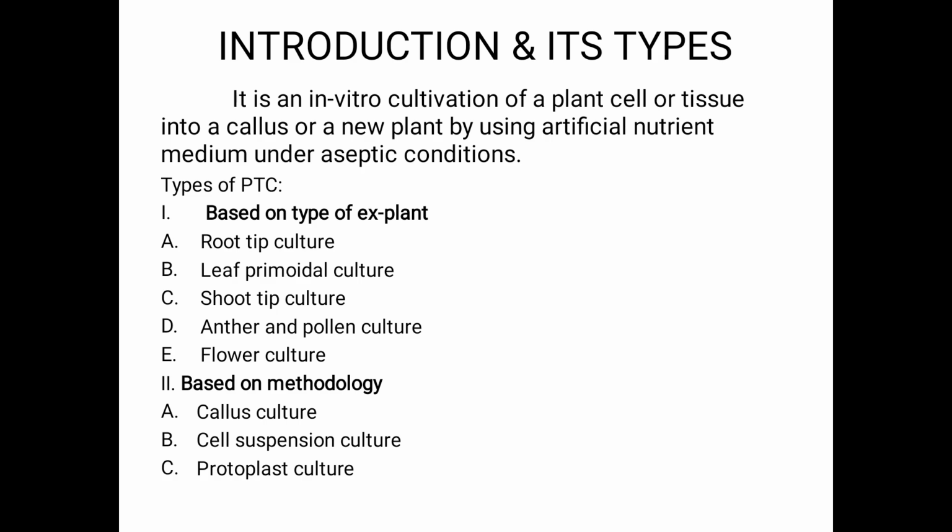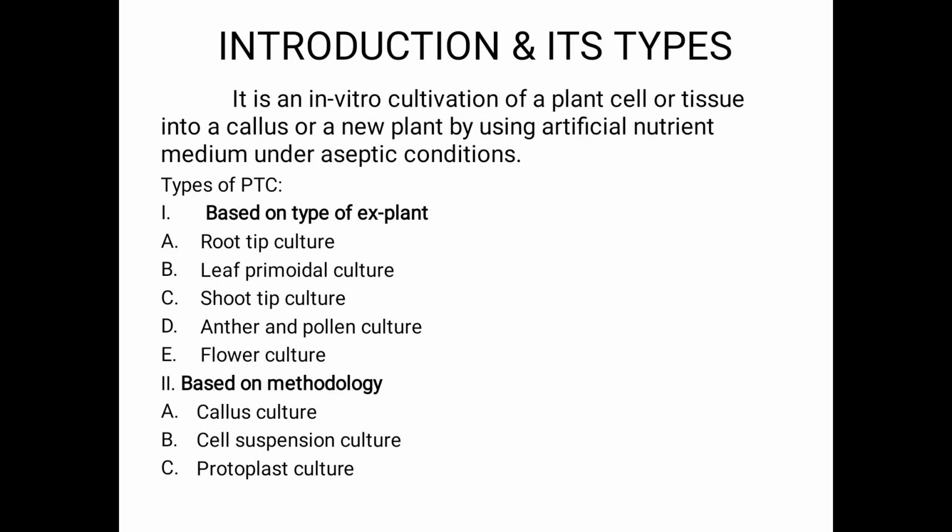So it is an in vitro cultivation of a plant cell or tissue into a callus or a new plant by using artificial nutrient medium under aseptic conditions. So the entire procedure we are going to do here will be done under aseptic conditions, right? First one. Number two, it's an in vitro technique. So we are going to do all these procedures in a lab, right?